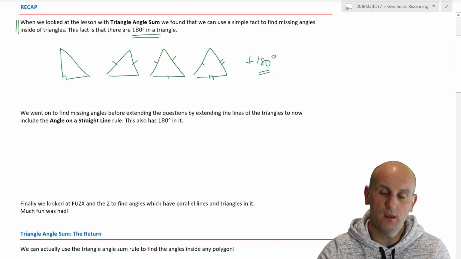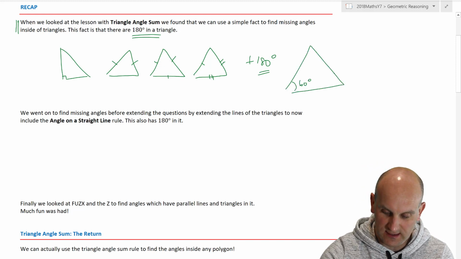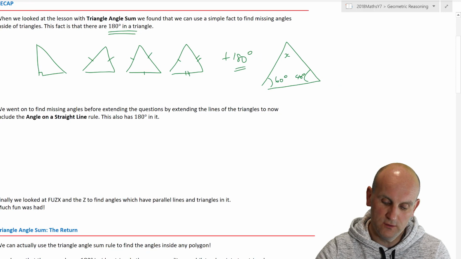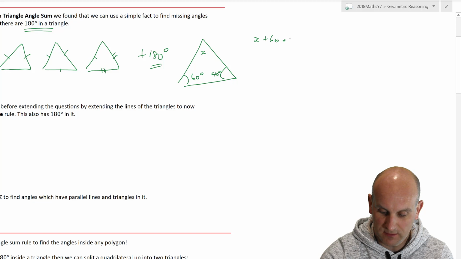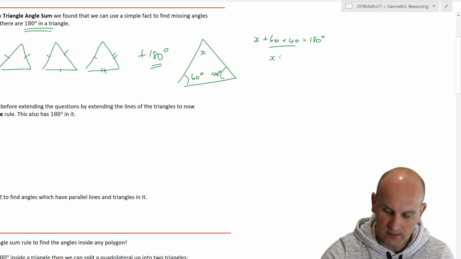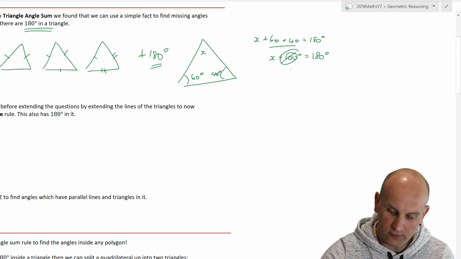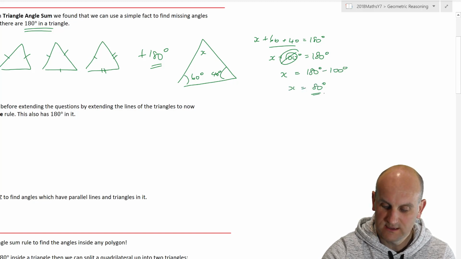Now, here was an example. There was a triangle, and I said that angle was 60 degrees, and that was 40 degrees, and we put a value of x there. And we said, well, how do we find x? Well, we know that x plus 60 plus 40 was 180. 60 plus 40 was 100 degrees. Then taking away the 100 from both sides gave me 180 degrees minus 100 degrees. And so x was equal to 80 degrees.